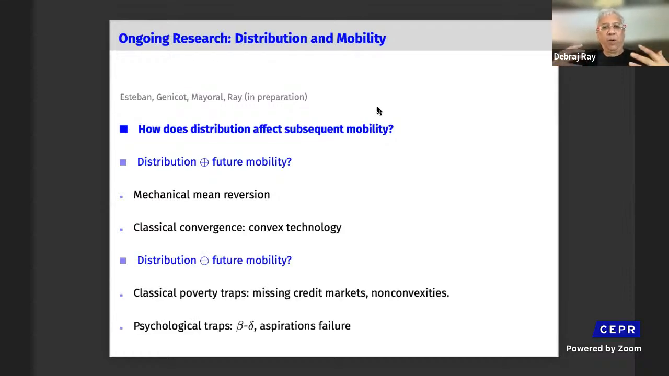Whereas the classical poverty traps literature, with non-convexities, missing capital markets, or psychological traps or aspirations failures of these kinds, gives rise to the possibility of multiple steady states, in which case high inequality at the beginning could actually give rise to low mobility.